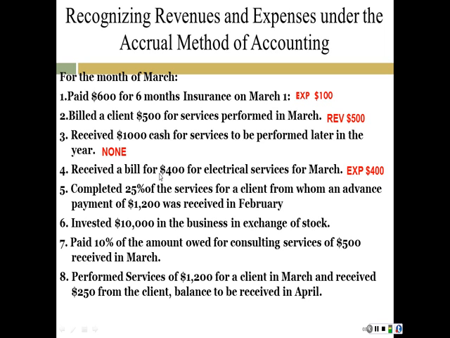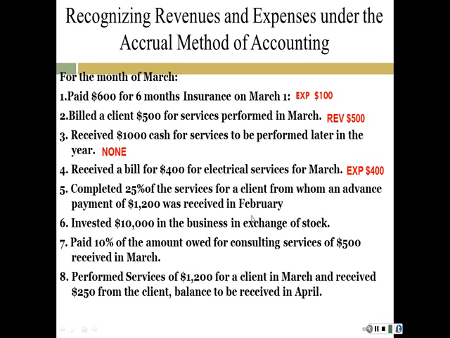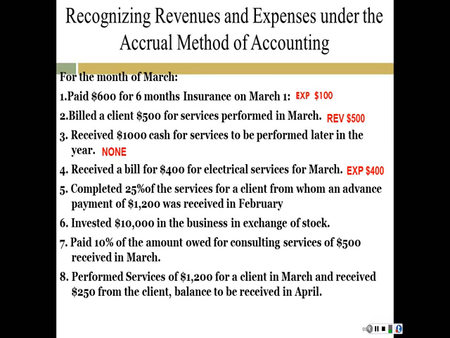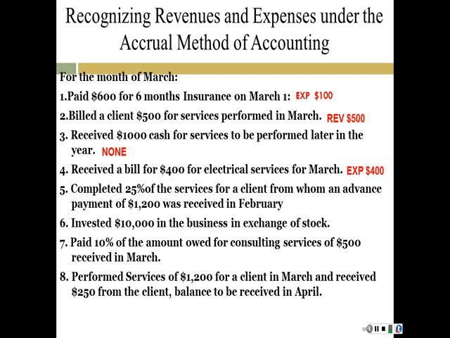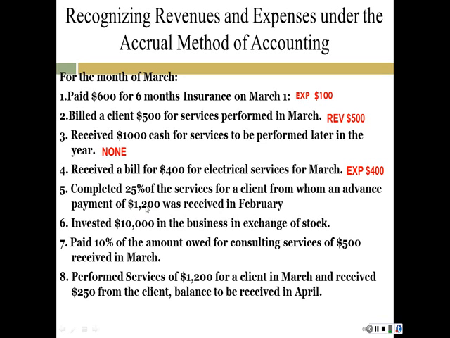Item 5, completed 25% of the services for a client from whom an advance payment of $1,200 was received in February. So in February, we had received this advance payment and we had not performed any services. So we had not recorded any revenues. Now in March, we are providing 25% of the services. And so how much revenue do we get to record? We get to record 25% of the $1,200 as revenue, which is $300 as revenue.